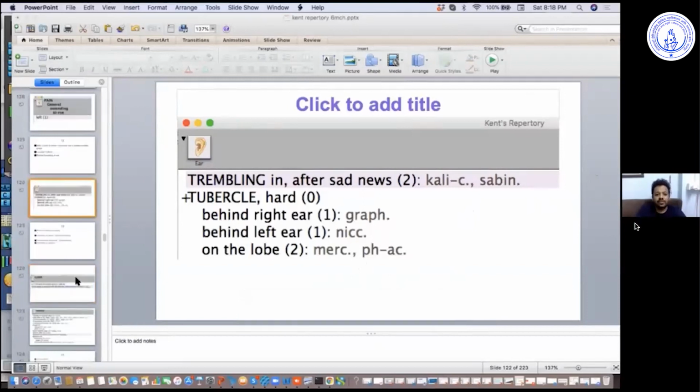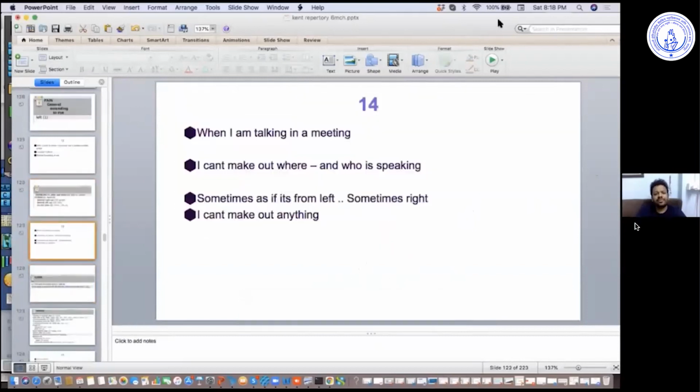Good. Can a patient tell you: sometimes when I'm in a meeting and the other person starts talking, I'm not able to recognize where it's coming from. Is it coming from left? Is it coming from right? I can't make out the direction of the sound. Tell me, how do you find this?